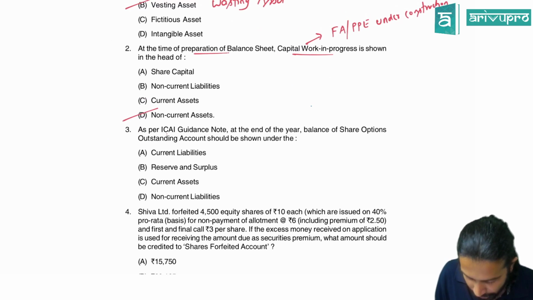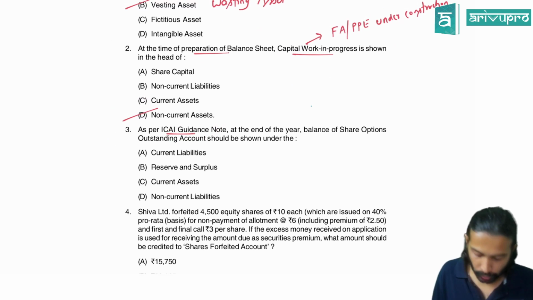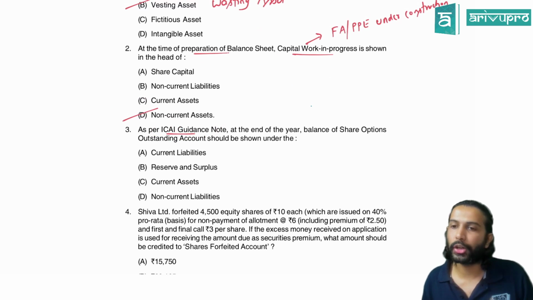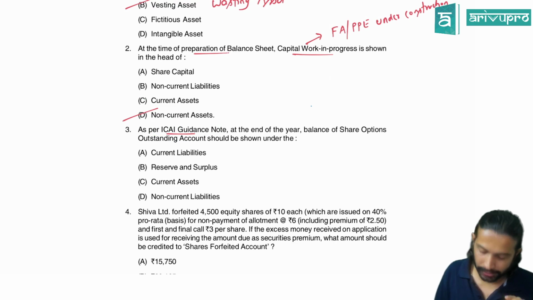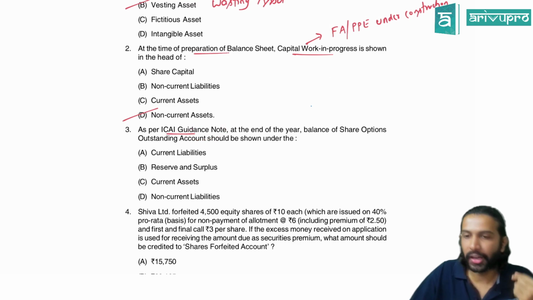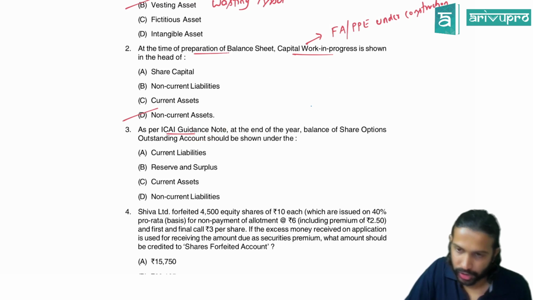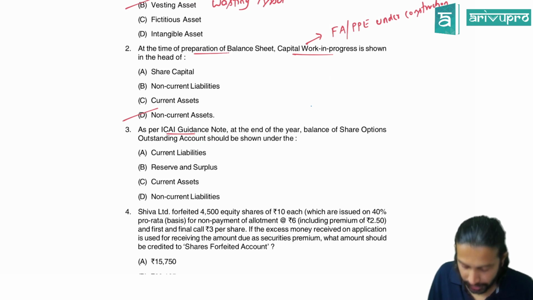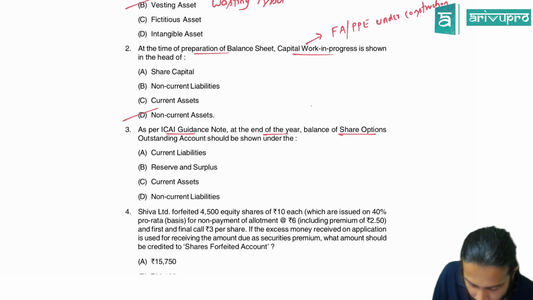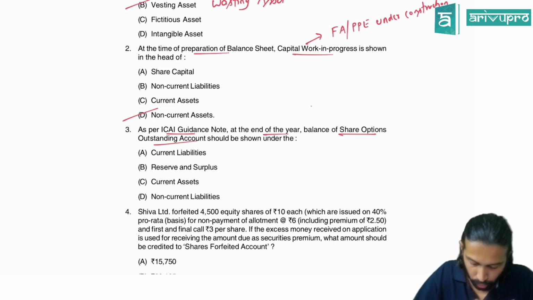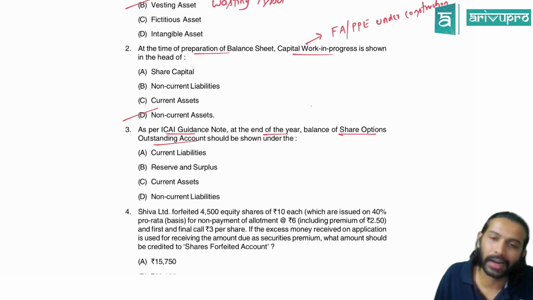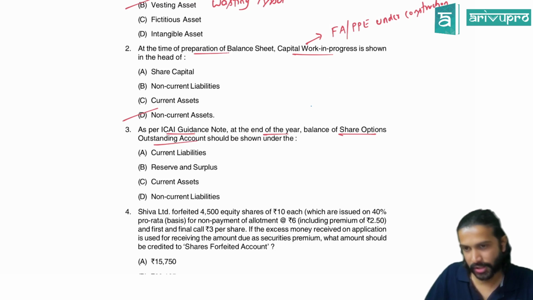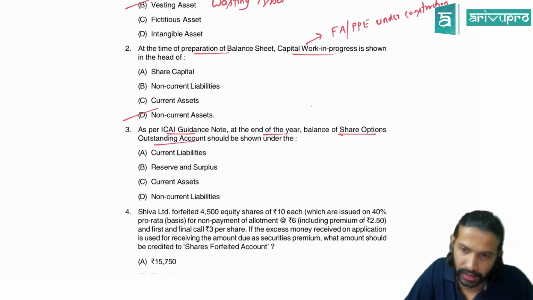Next, as per ICAI guidance note. ICAI stands for Institute of Chartered Accountants of India, and it has given various guidance notes. Let's see what this question is about. As per ICAI guidance note, at the end of the year, the balance in the share option outstanding account will be shown under what category? We have discussed this. Yes, we have solved the same question in our class.